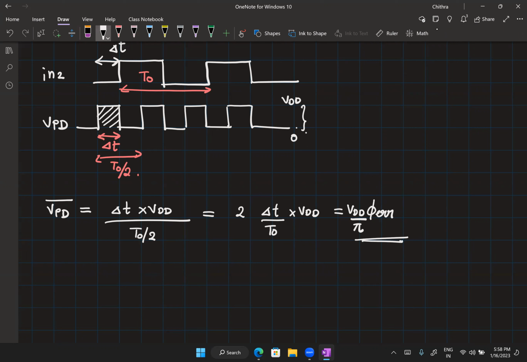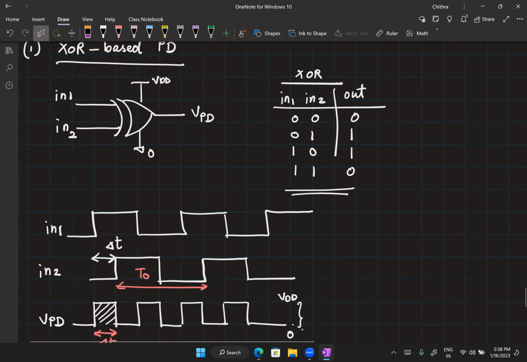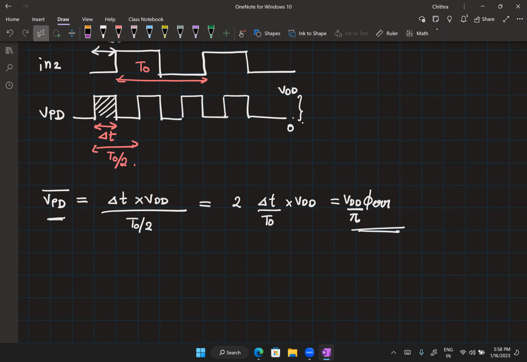Okay, now tell me, looking at this expression, so I have VPD average and I have a relationship with respect to phase error. Is this linear or non-linear? This is linear. It's actually quite surprising, right? We started off with an XOR, which is a non-linear block, right? It doesn't respond to minor changes in the input. It gives you either 0 or 1 as the output. So it's very non-linear. And using a non-linear block, with our definition, we are able to get a linear relationship, right? Is it clear?